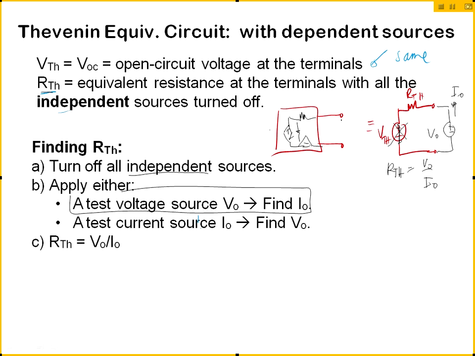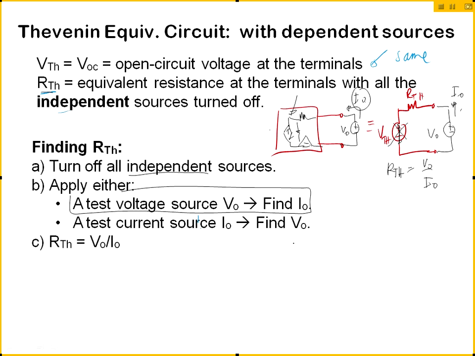However, on the left side, if I do exactly the same thing, meaning I apply a test voltage source V0 here, the same thing should happen, an I0 should develop. However, on the left side now, I should be able to solve for this I0. Why? Because the rest of the elements here are actually given in the original circuit. So I'm going to use the left diagram in order to find I0. And once I find I0, I look at the right diagram. If I know I0 and V0, R Thevenin is just the ratio between V0 and I0. Clear?